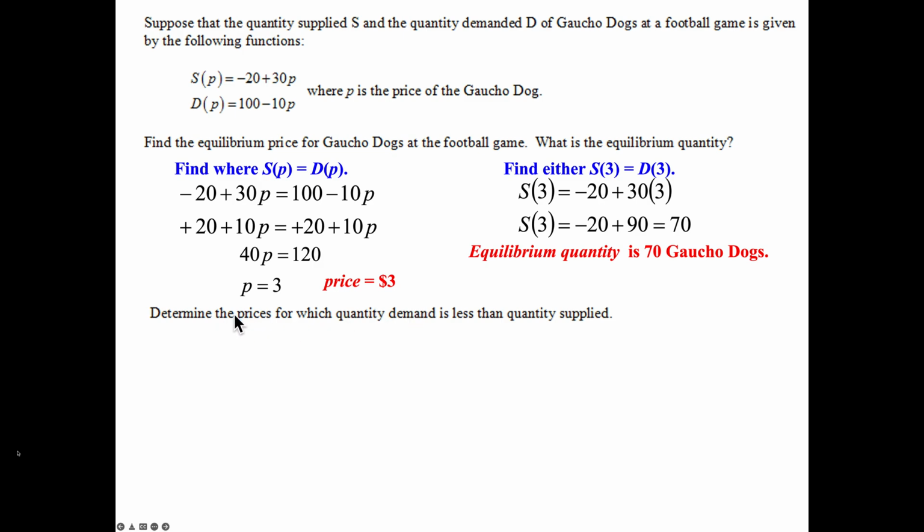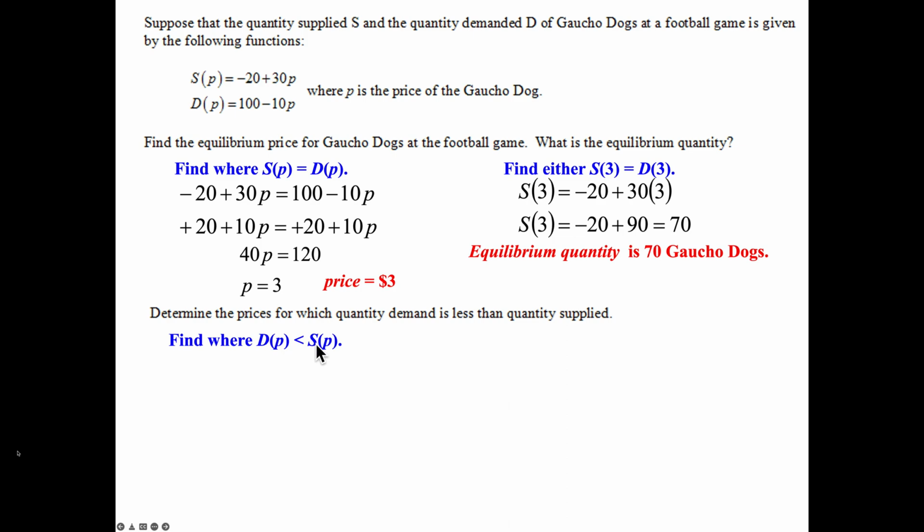All right, determine the price for which quantity demanded is less than quantity supplied. Now we can do this algebraically. So quantity demanded, that's D, so D of P has to be less than quantity supplied, S of P. I can't just look at what's up here and say, let's just put a less than symbol. The price is less than $3, because in this one I started with S of P on the left side. Now D of P is on the left side with a less than symbol, so it really matters when we deal with these inequalities.